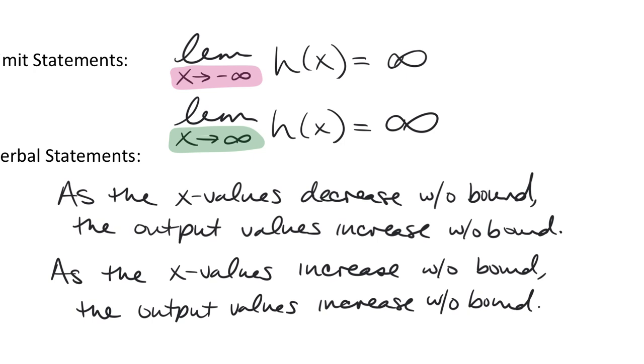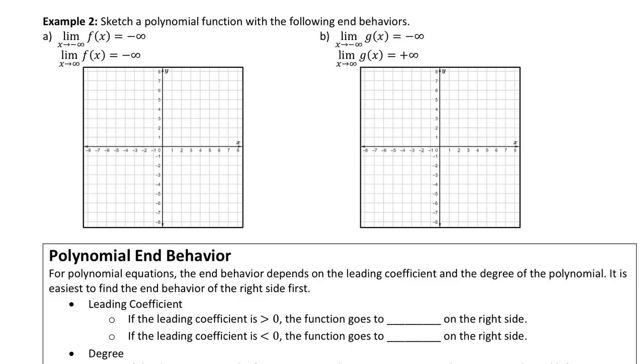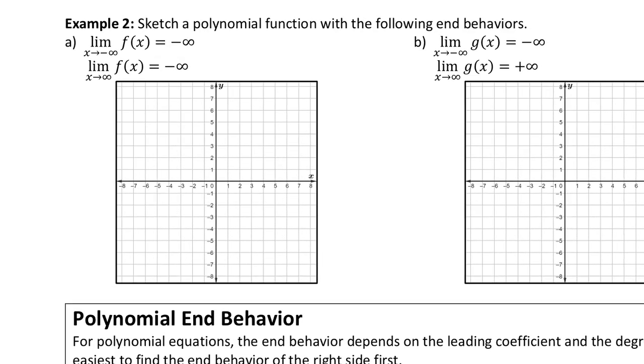So on the back page, example 2 has some limit statements written, and it wants us to sketch a polynomial function that could fit those behaviors. We have no information about the number of zeros. We have no information about the middle behavior, which is not a real phrase, but it's what I'm going to call the middle behavior. We just have information about the end behavior. So what I'll do is I'm just going to make sure my graph fits this end behavior.